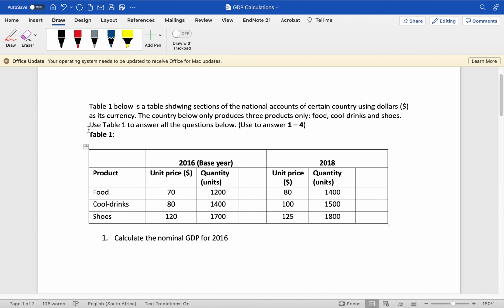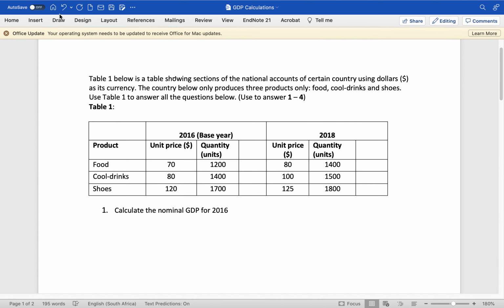So in this video, I'm just gonna answer the following few questions with you. Now, here's a table provided to us, right? And we need to just refer to the table for answering the following questions from 1 to 4. So the first question is asking us to calculate the nominal GDP for 2016. So 2016 is our base year. This information is very important. You always need to know which year is your base year.